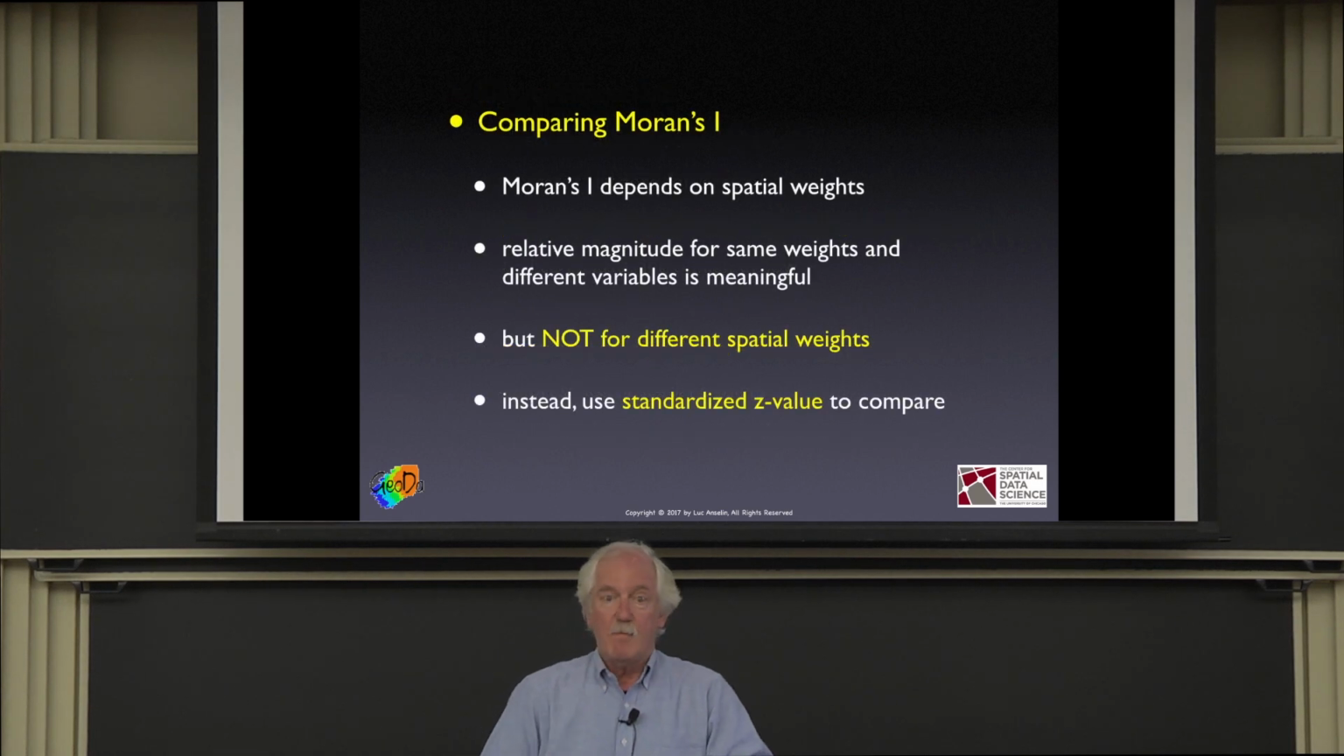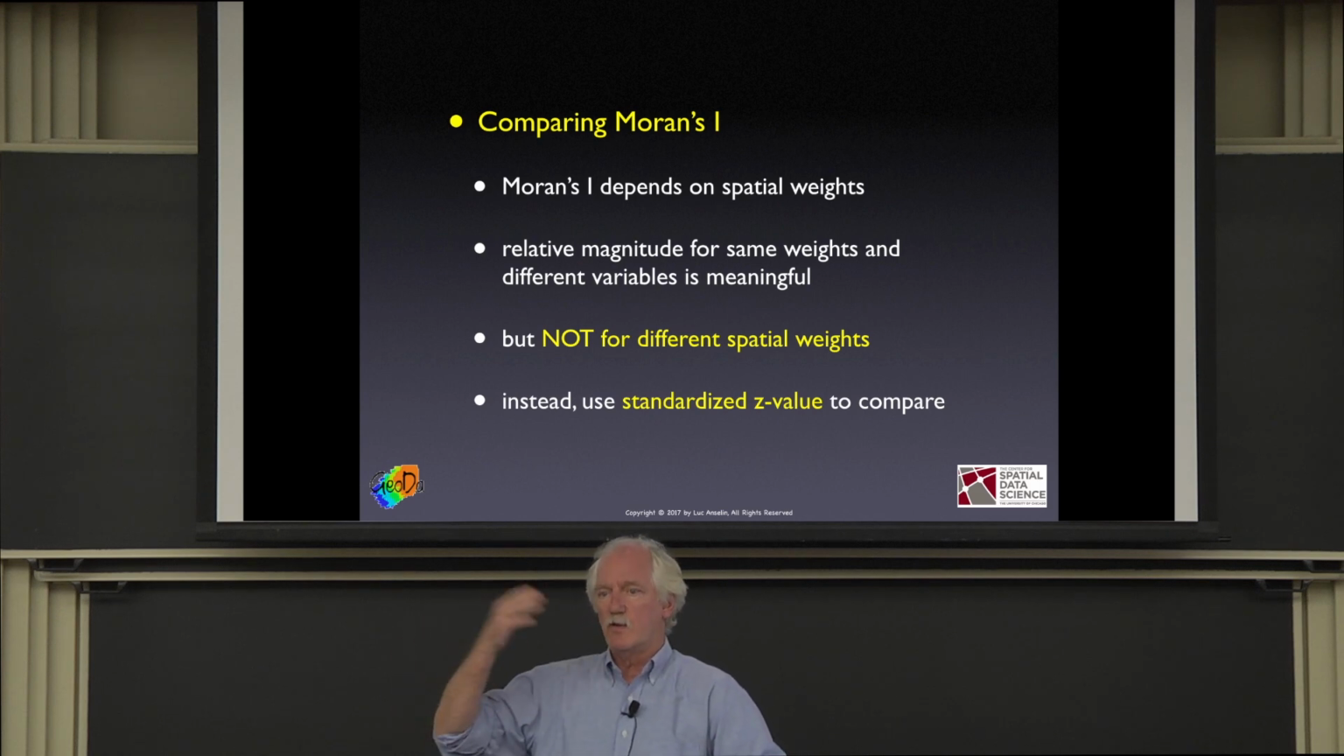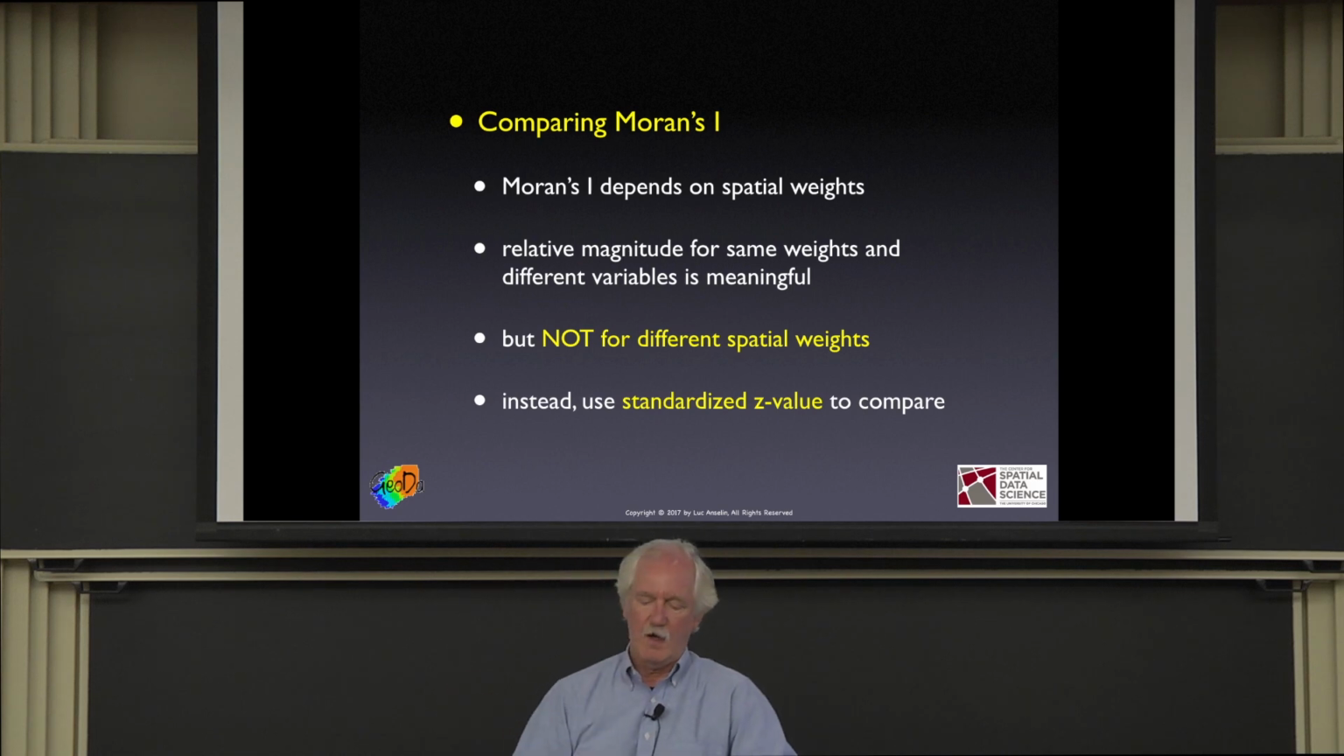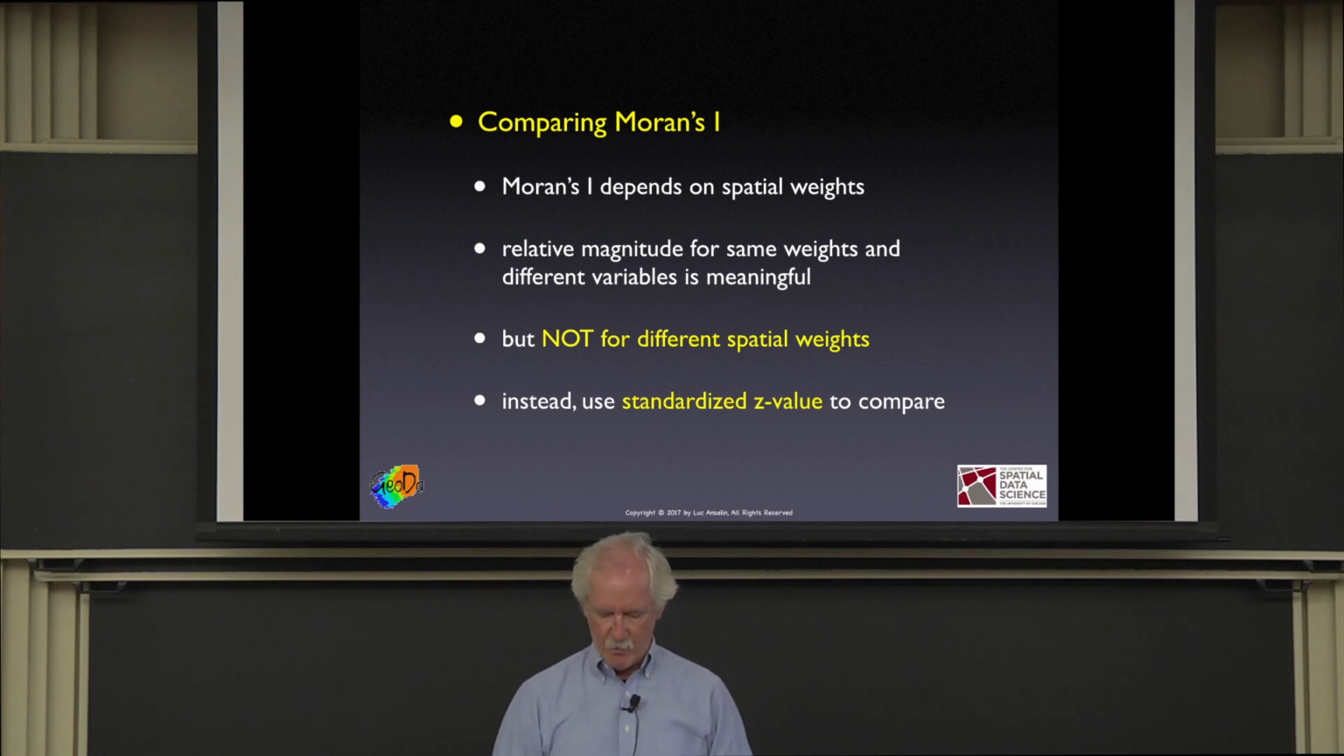When you compare them, as I mentioned before, very important to keep in mind that the magnitude of the coefficient depends on the weights. And as long as you have the same weights and different variables, you can compare them. The moment you have different weights, you cannot compare them. And as I mentioned before, using the mean and the variance, you convert them to z-values. The variance incorporates characteristics of the weights, so then the z-values are actually comparable.